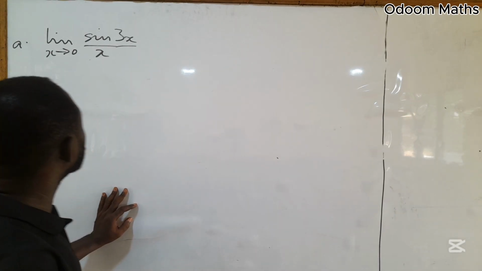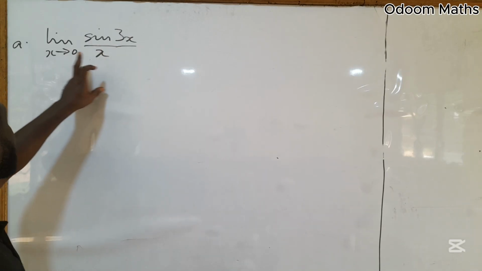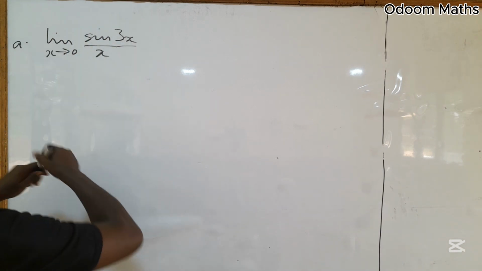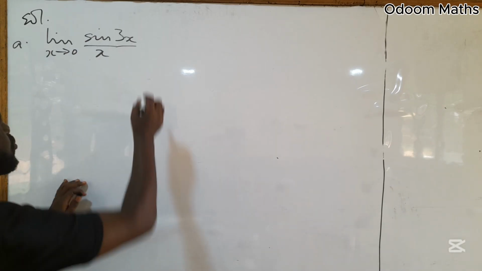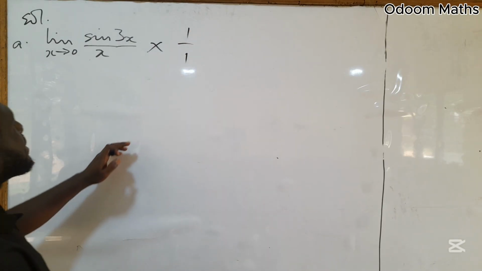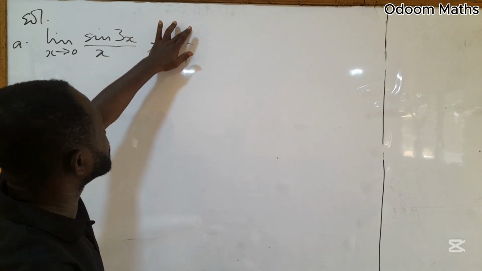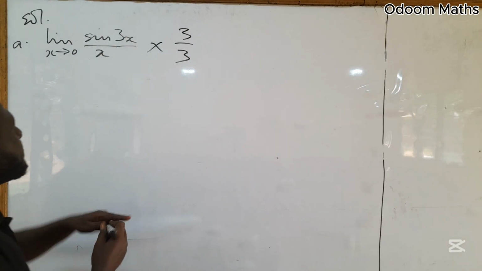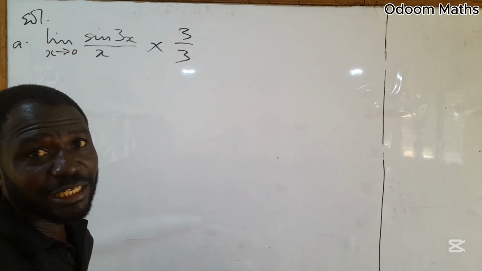Okay, so now let's look at this. The limit of sine 3x over x as x approaches 0. Now, I am going to multiply this by 1. That is, I'm multiplying both the numerator and the denominator by 1. And instead of putting 1 here, what I'm going to do is put 3 over 3, because we have this 3 here. So this is the same as 1. If I multiply this by 1, I've not done anything new to the question.